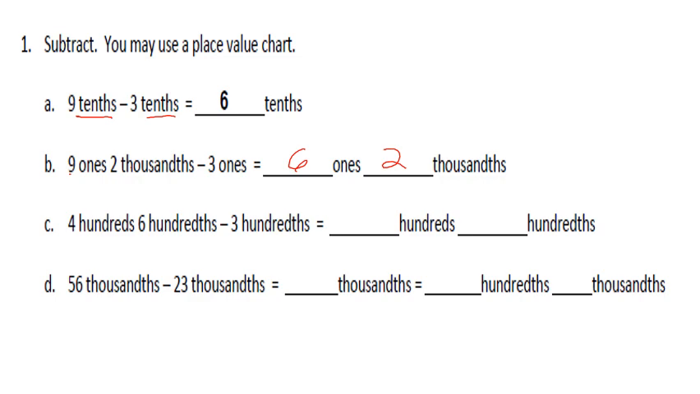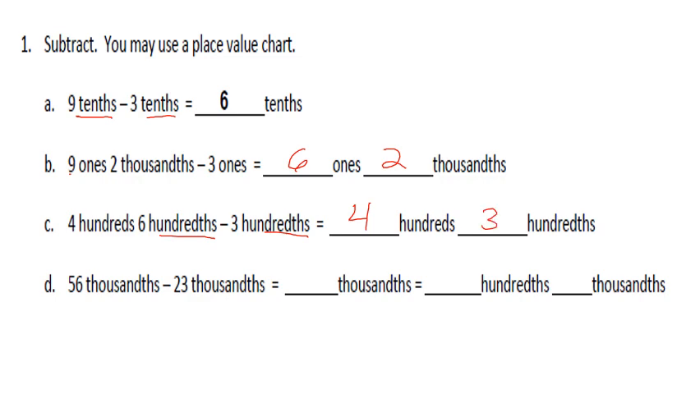Under C, 400s minus 300s. 400s minus 0 hundredths gives me 400s. 600ths minus 300ths give us 300s.